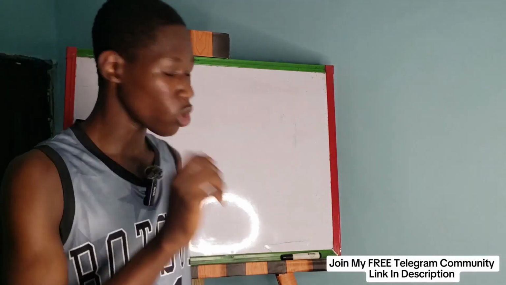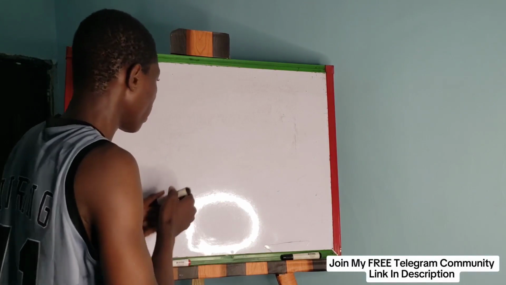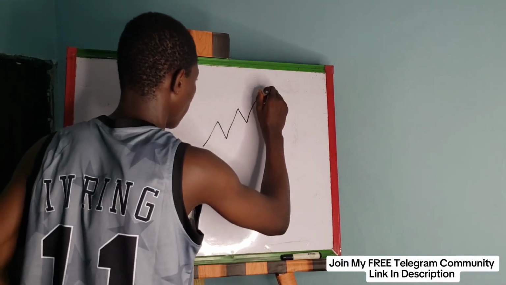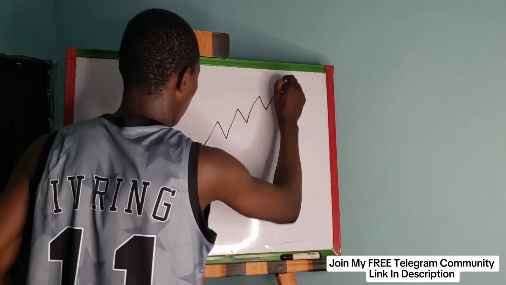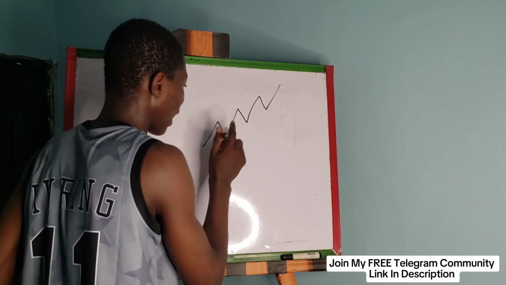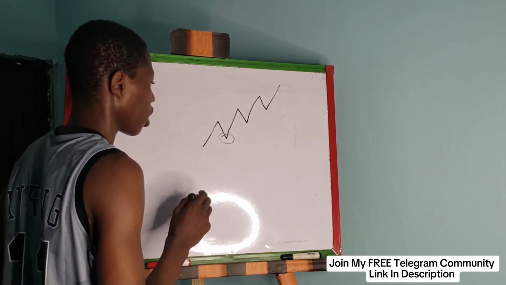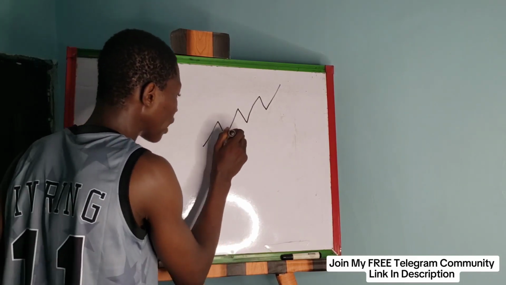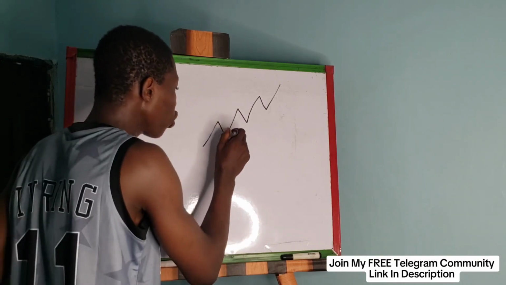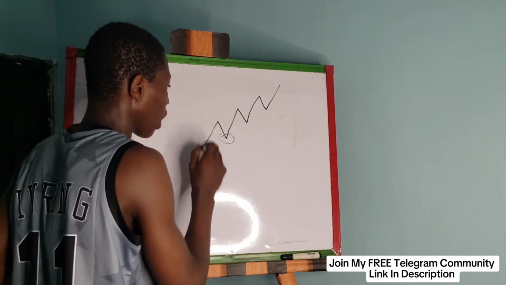Let's say the market is going up, and the market is creating higher highs and higher lows and is in an uptrend. So let's say you enter the market at this point here. How do you know when to exit this particular market? Let's say you have an entry strategy. How do you know when to exit this particular market?